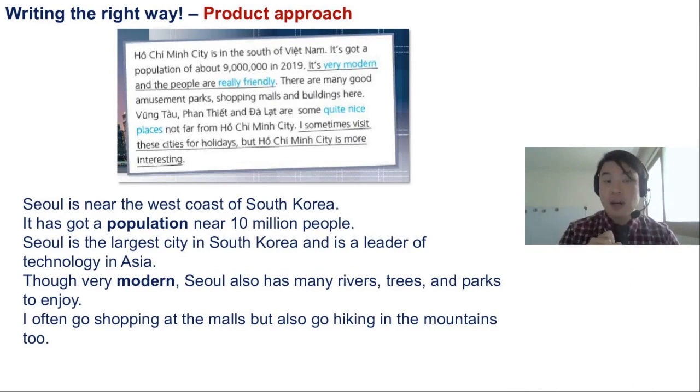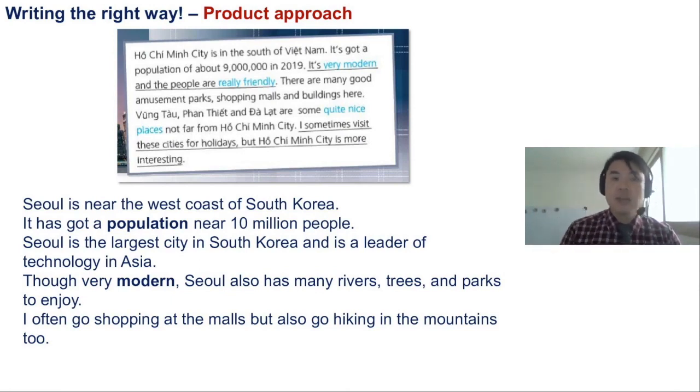So my sentences are, Seoul is near the west coast of South Korea. It has got a population near 10 million people. And of course, you can still use the same words in their product. It's not copying because we're providing new information. We're just following the same structure.